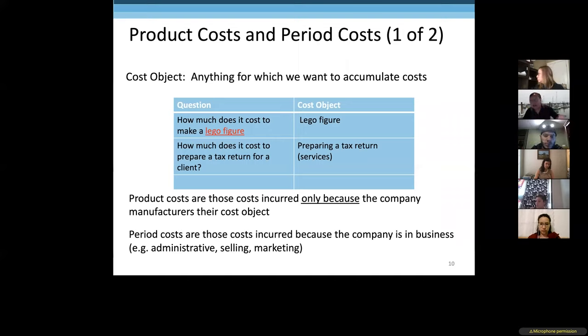Okay, so what's the product cost? Product costs are those costs incurred because the company manufactured that cost object. What's the period cost? Period costs are the costs incurred because the company is in business. So what are the product costs? They are the costs associated with the manufacturing of the product, okay? What's the period cost? Period costs are those costs that are not product costs, right? But is the cost essential to the business?